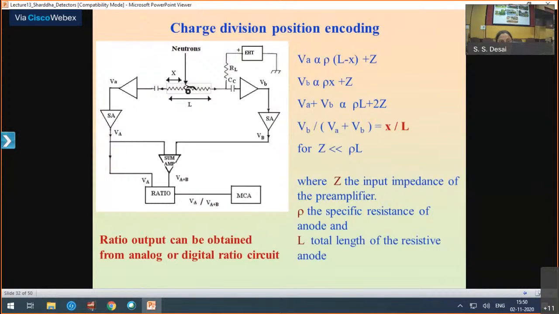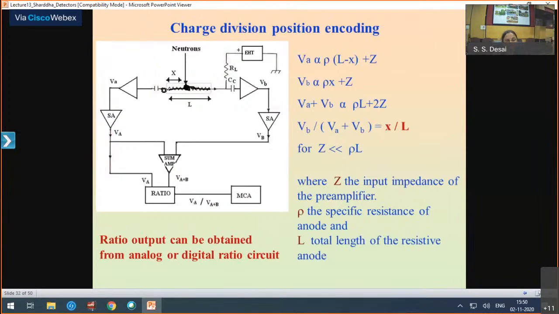So a charge cloud is created around a point of interaction. The charge cloud is projected on the anode wire, and then it has a distribution of the charge. So here, in the direction of A and B, your charge is divided. That is why we call it charge division position encoding.